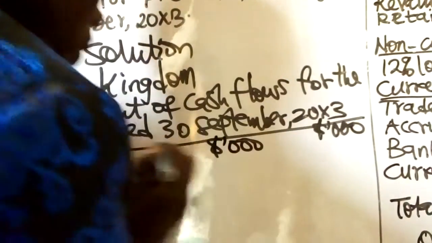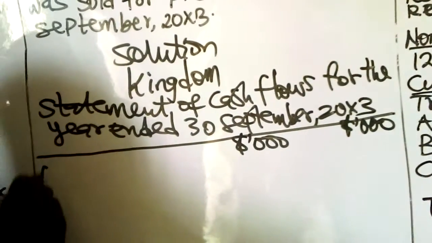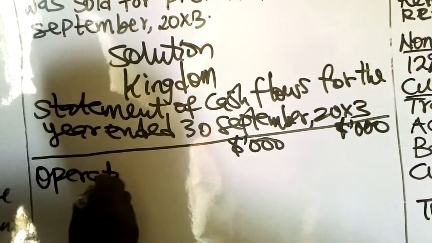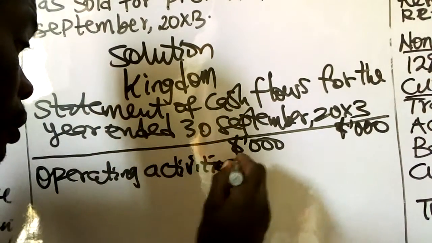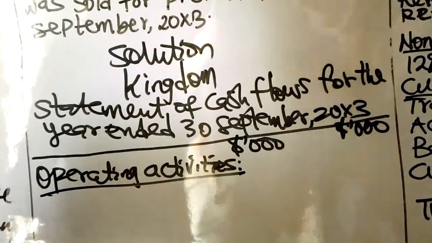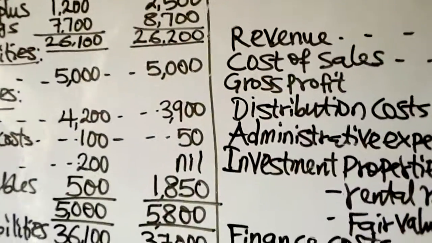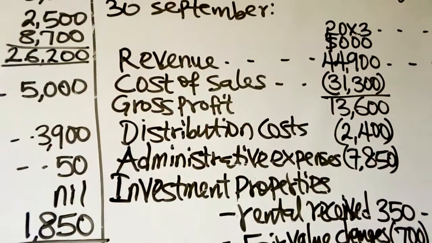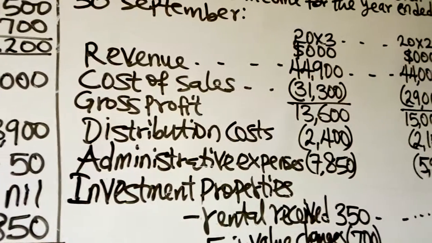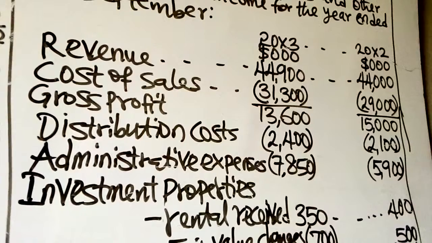Dollar and triple zero. The first heading should be operating activities. If you have watched my lecture on IAS 7, I've defined operating activities as the principal activities of the business. I said there are activities that arise in the normal course of business. You want to prepare statement of cash flow using indirect method.